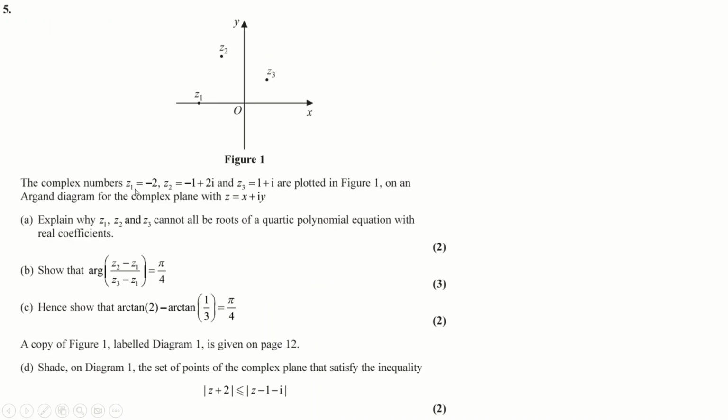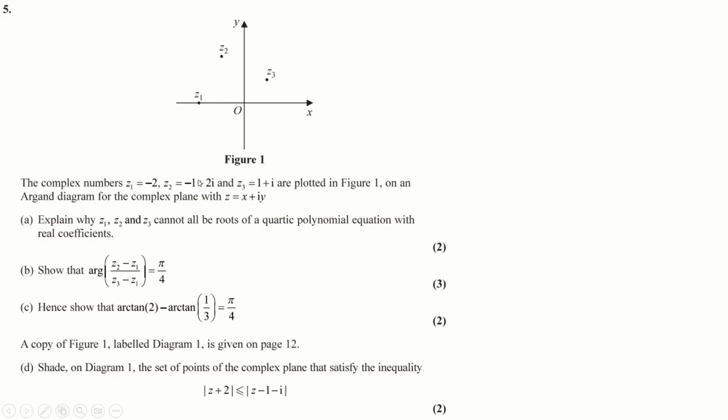Good. So a complex number question here. We've got three roots here, which are at minus 2, this and this, so that's these three roots here. Explain why they cannot all be roots of a quartic polynomial. Now, a quartic polynomial is a polynomial of degree 4.